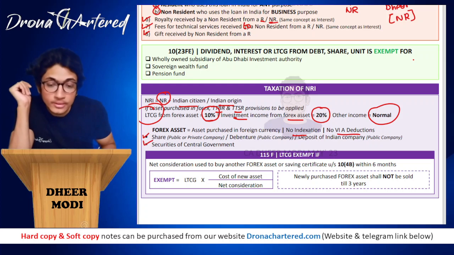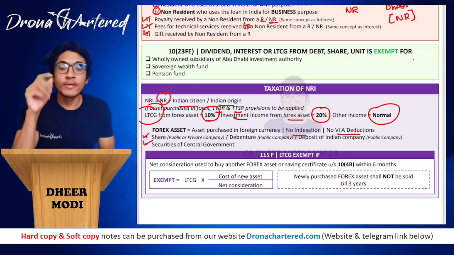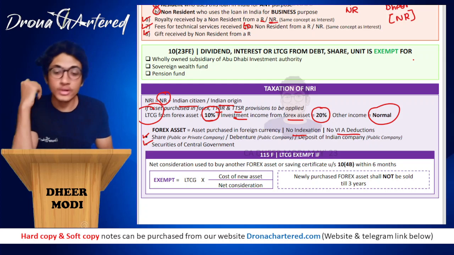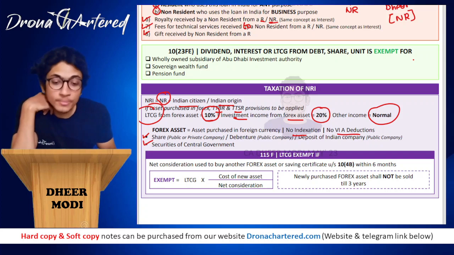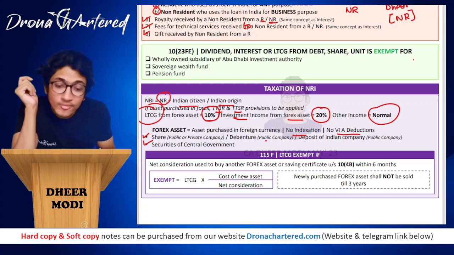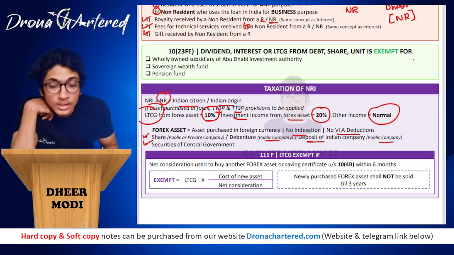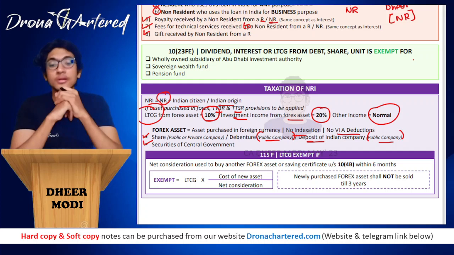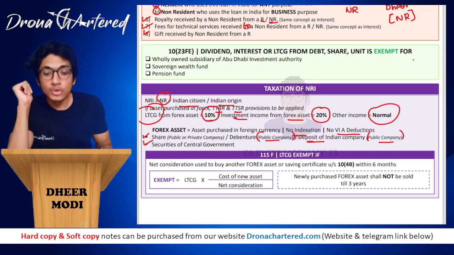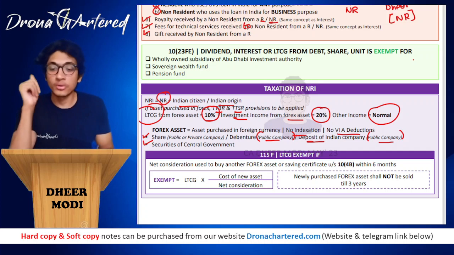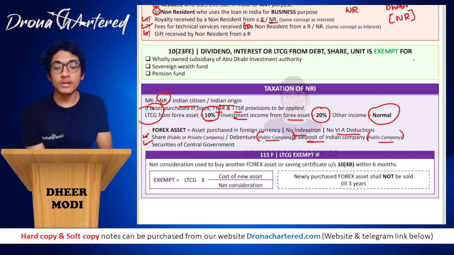Now, what are your forex assets? Any share of public or private company, both of these are allowed if it is purchased from your foreign currency. Debenture should only be of a public company, and deposits of Indian company should also be of a public company. So your debentures and your deposits of Indian companies cannot be of private companies. Okay, next is your securities of central government. So basically your forex assets are of two types. One is your share, debenture and deposits, and the other is your securities of your central government.